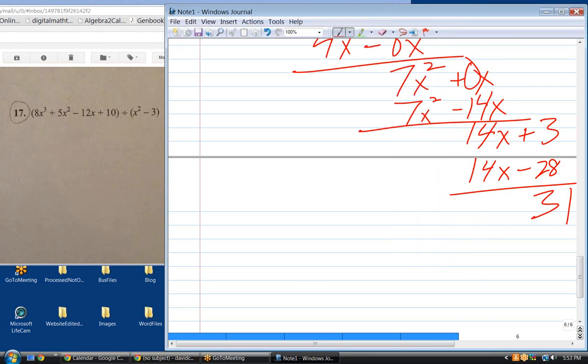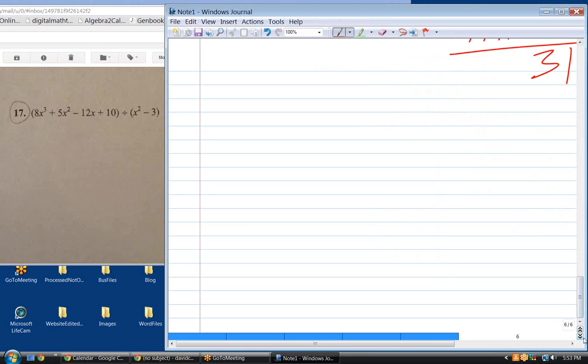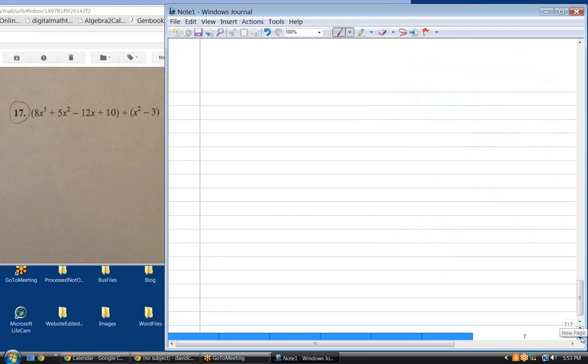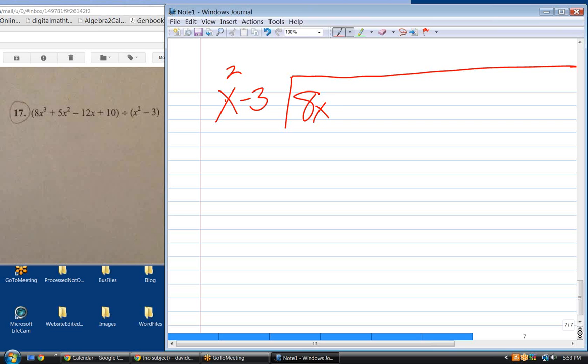Okay. Again, we can't do this by synthetic division because we're dividing by a quadratic, so we have to do this the long way. Well, not really the long way, the long division. And there's no missing x's. All right. Nope. Take it away.